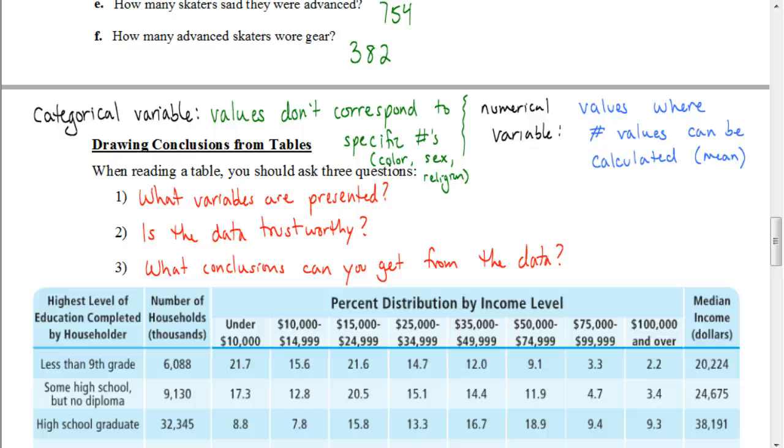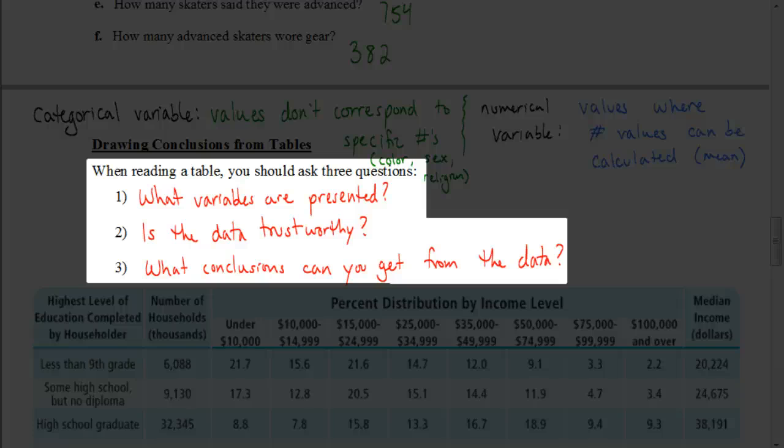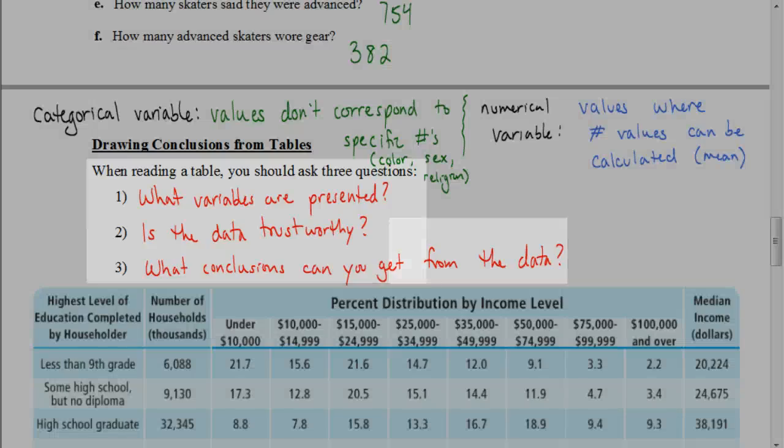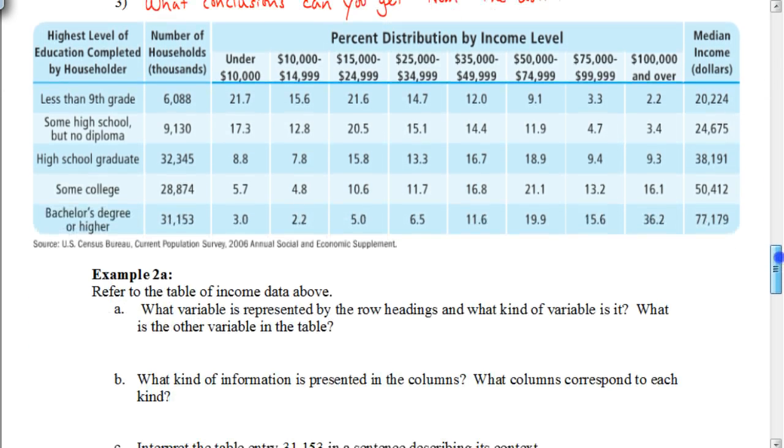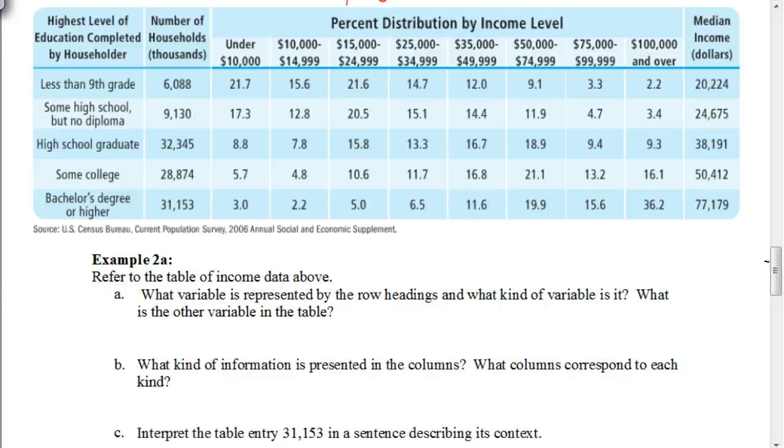And there's something that we want to do. There's three things that we want to do whenever we look at a table. We want to first ask ourselves what variables are presented. Is the data trustworthy? The way that you can figure out if it's trustworthy is by looking at whether or not there's a source that has been cited, and what conclusions can you get from the data. And sometimes the tables that we're going to look at are going to be rather large. Let's look at this one.